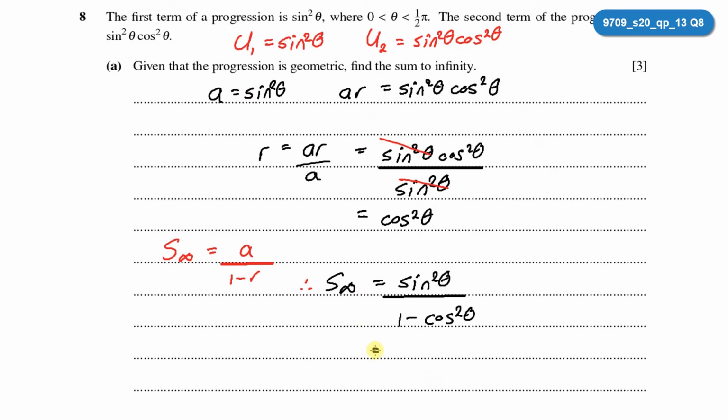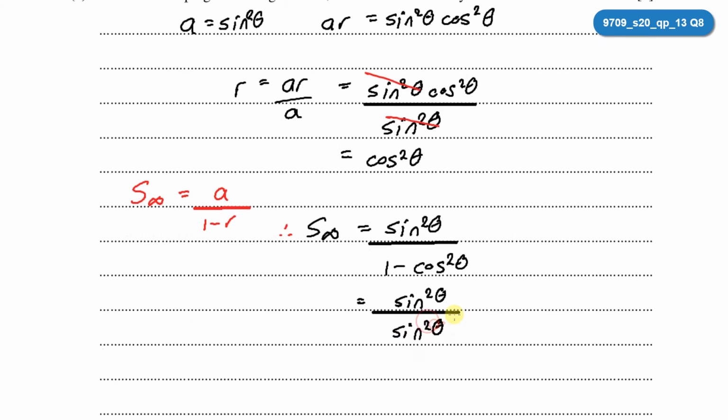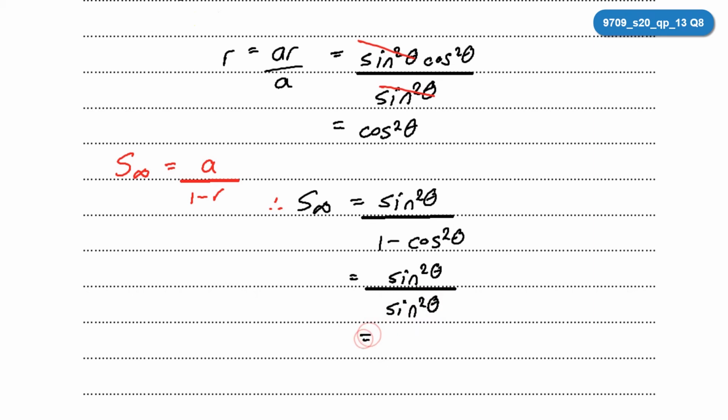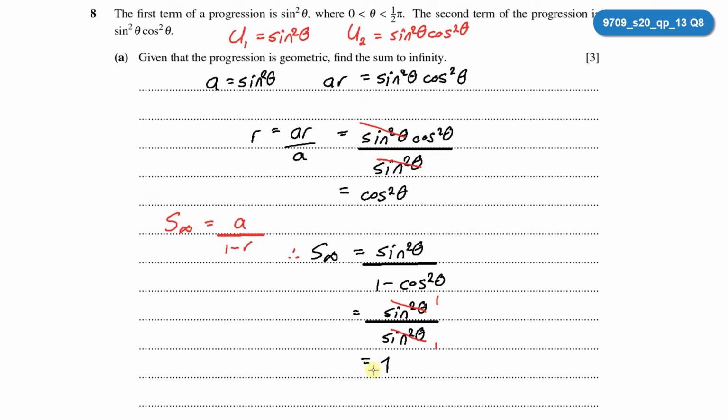So this means that we'll be having sine squared theta divided by, and we can apply the identity to get 1 minus cos squared theta as sine squared theta. So if I divide the two, sine squared theta into sine squared theta, the result comes out as a 1. And this here becomes the answer. So the sum to infinity in this case comes out as 1.